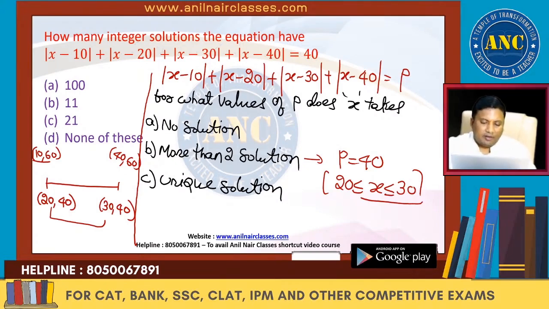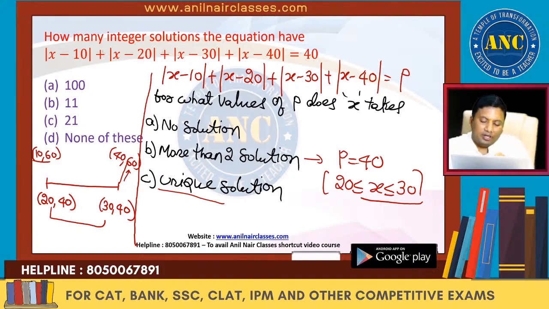Right? Now see here. For example, no solution. If it is a unique solution, if it is greater than 40, one value is there here. If it is greater than 40, suppose no solution.